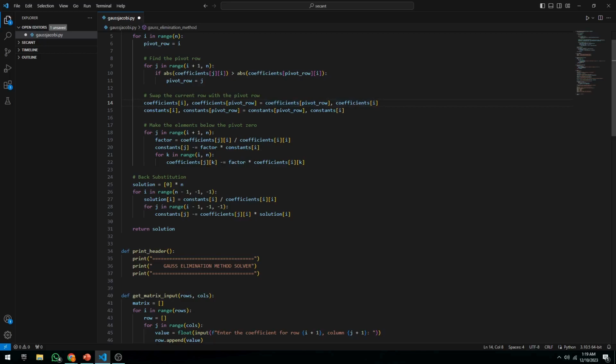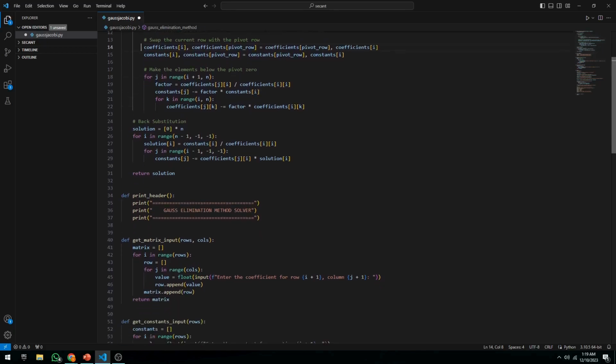So once we are done with the swapping, we will make the elements below the pivot 0. For that we will apply a for loop, for j in range i plus 1 comma n, and then we'll implement a variable called factor, and the factor will be equal to coefficients[j][i] divided by coefficients[i][i], and then constants[j] will be minus equals factor multiplied by constants[i], and then we'll apply another for loop for k in range i, n: coefficients[j][k] minus equals factor multiplied by coefficients[i][k].